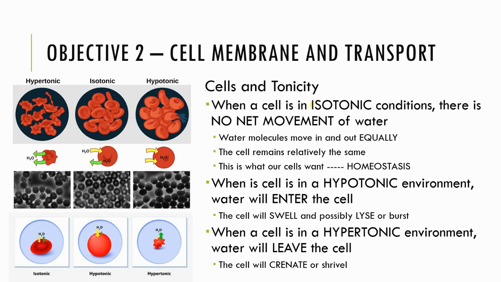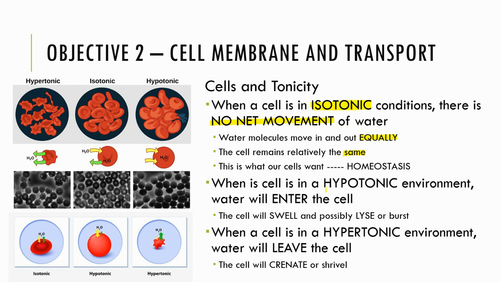And so what we want in our bodies is for our cells to be in isotonic conditions. That way, there's not a directional movement. That's what this means here. No net movement means it's not going in one direction. They will be moving in and out equally. And so in the case of a cell in an isotonic solution, the cell is pretty much staying the same, and that's what homeostasis is all about.